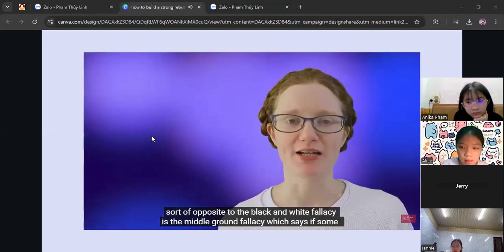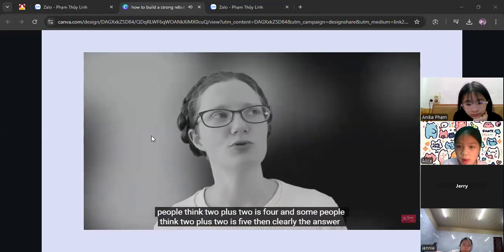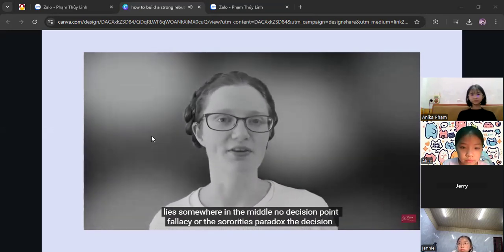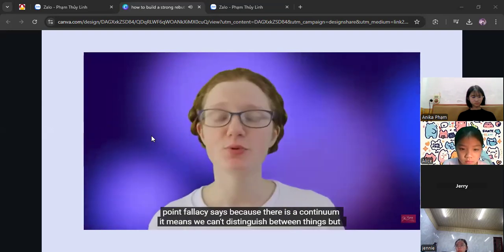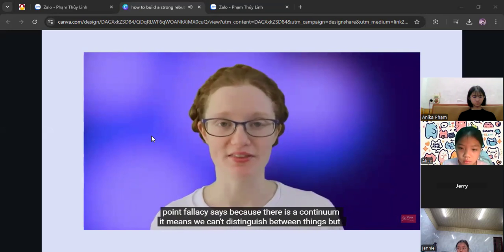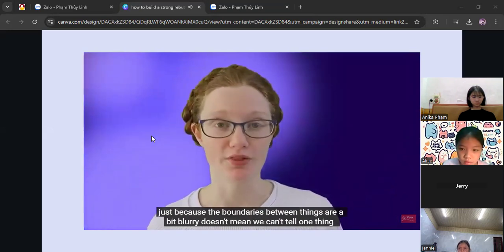Sort of opposite to the black and white fallacy is the middle ground fallacy, which says if some people think 2 plus 2 is 4 and some people think 2 plus 2 is 5, then clearly the answer lies somewhere in the middle. No. Decision point fallacy or the Sorites paradox. The decision point fallacy says because there is a continuum, it means we can't distinguish between things. But just because the boundaries between things are a bit blurry doesn't mean we can't tell one thing from another.